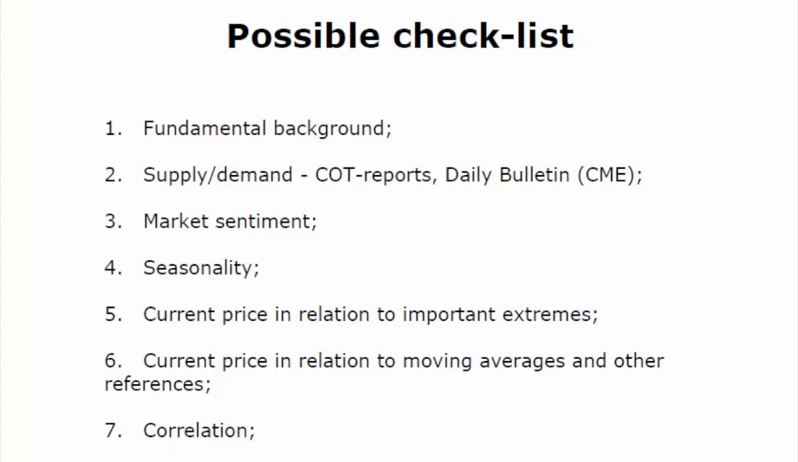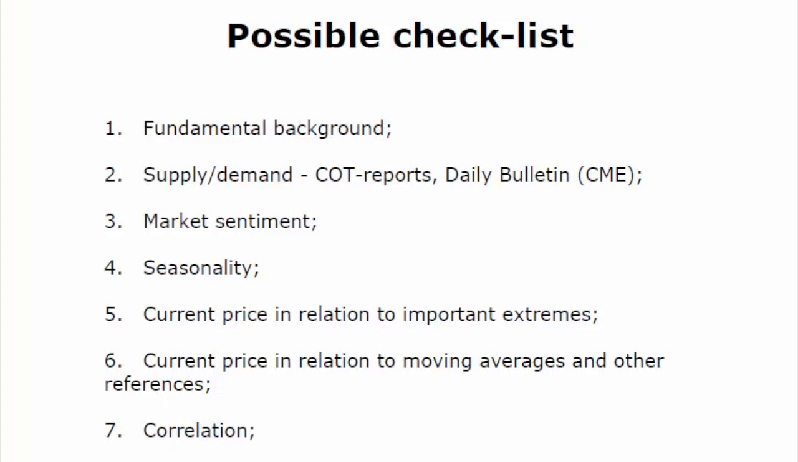And number 5 is a relationship between price and important extremes. In other words, have we seen any breakouts of important extremes recently? I mean, a week ago, 2 weeks ago, or 2 days ago? This information can be important because it is often a sign of other time frame buyers or sellers involved in the game. And number 6 is a relationship between price and other reference points like moving averages or any other levels that you can monitor. And the moving average is the first that comes to mind.